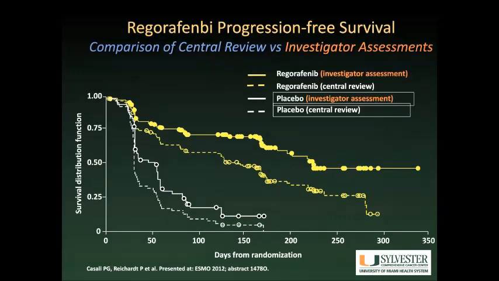And after Sunitinib was developed, Regorafenib is the third agent that has been developed to help us treat patients with metastatic GIST. And you can see from this study, the median progression-free survival is about 5 months, a little shorter than Sunitinib, but still many patients benefited from this therapy.